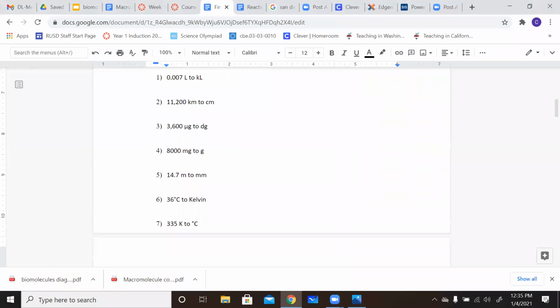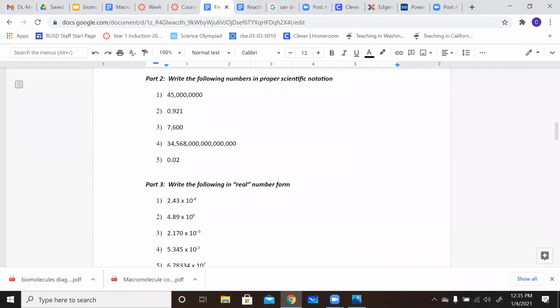Okay, moving along. In part 2, we have writing numbers in proper scientific notation. So this is going from standard form to scientific notation. The form that you want to go for is number, point, number, times 10 to some number. There can be more than one number after the decimal point, but you only want one number before the decimal point. Every single number has a decimal point somewhere. Not all of them are written in, some of them are, some of them aren't.